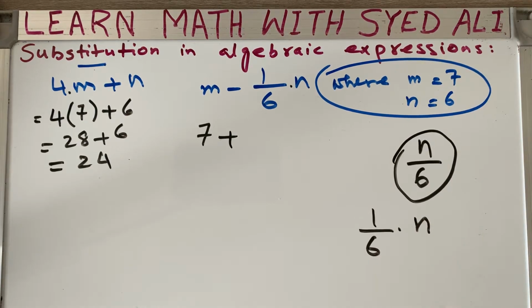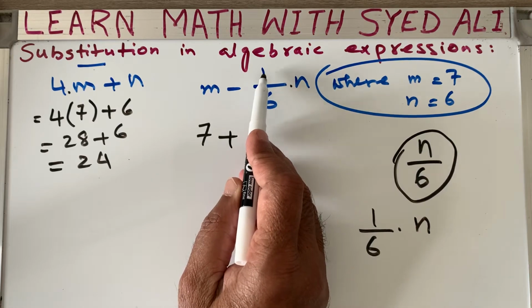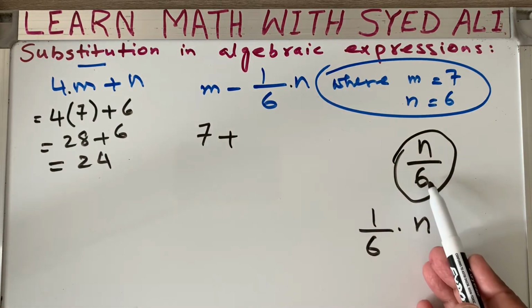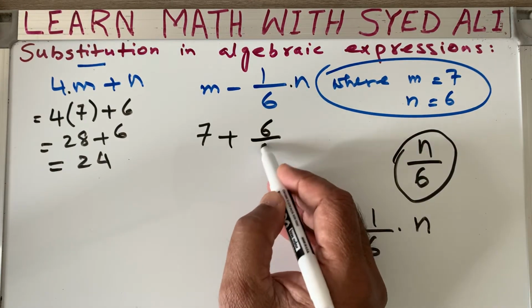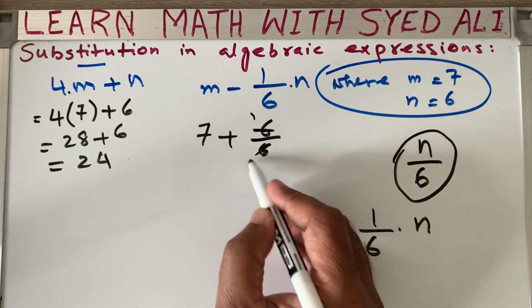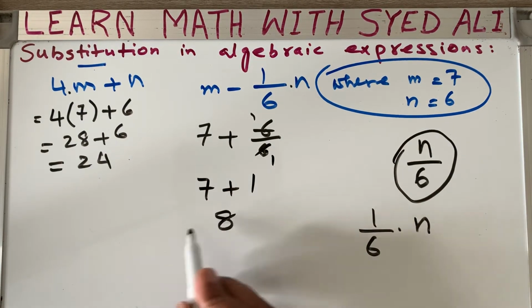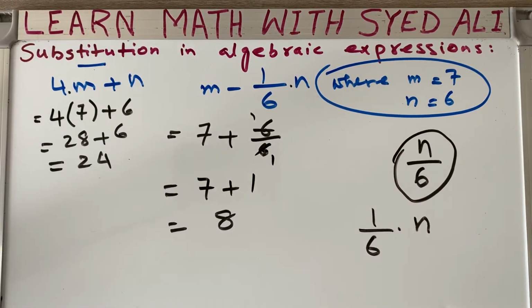So it's the same thing, because we know that if n is multiplied by 1, it gives you n. The denominator is 6, right? So I can say n is 6 divided by 6, which cancels each other. So I got 1, and I got 8 as my answer. So this is substitution in algebraic expressions.